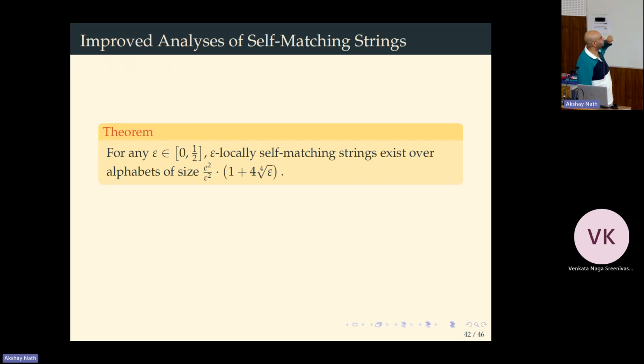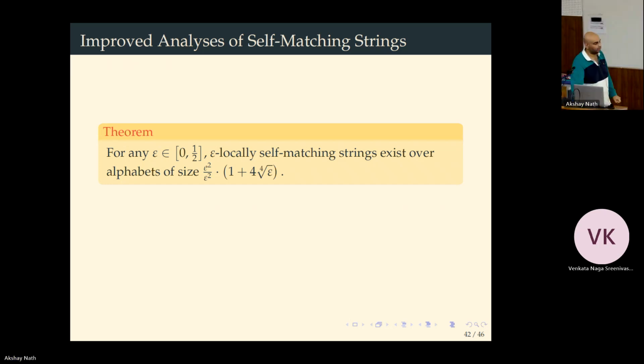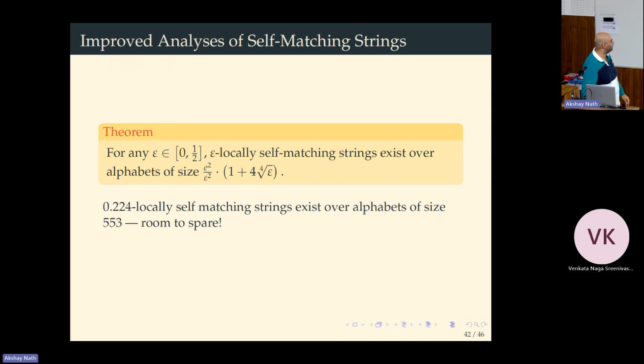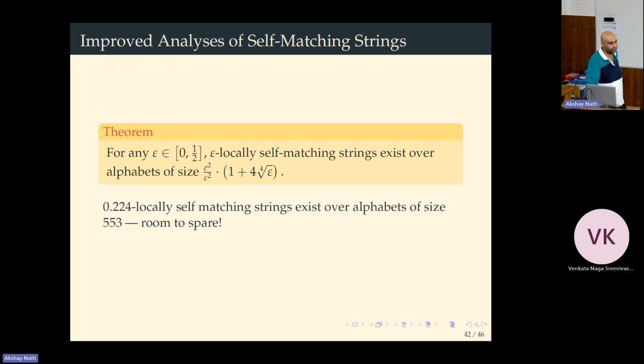So we show that there is an epsilon locally self-matching string of size e squared over epsilon squared. Remember, before that, the constant was 4900. And now we can make it something arbitrarily going to 1. And with this, we are good, because now we can show that there exist 0.224 locally self-matching strings over an alphabet of 553, which is fine. We wanted it over 600 something, so this is fine. But yeah, this required a lot of work.